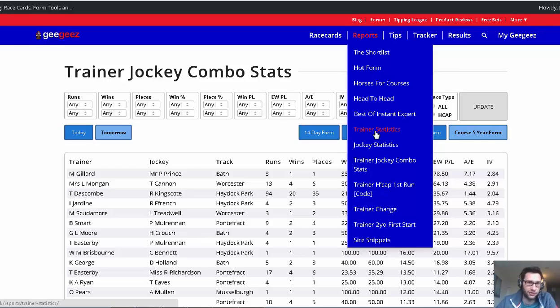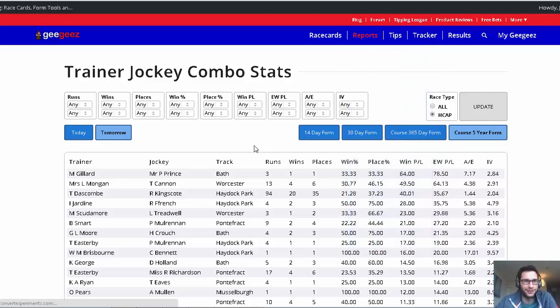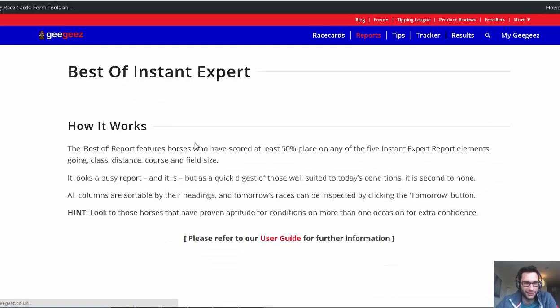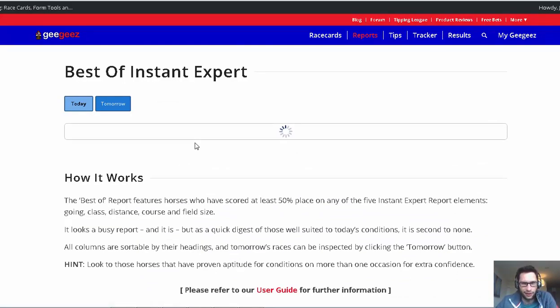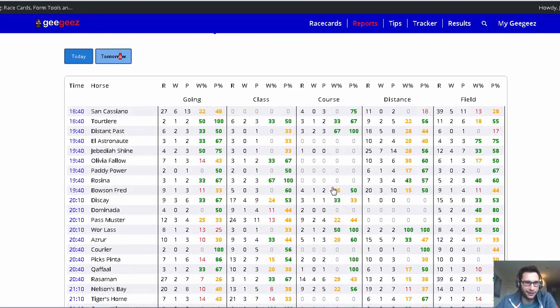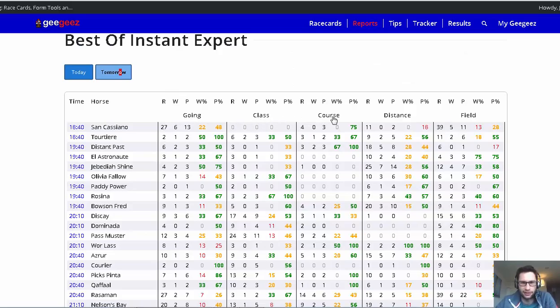There's Best of Instant Expert, which brings together some of, well, I'll just click on it rather than me talking. Might be best just to demonstrate it. I don't really use this one too much, which will probably be clear when I try and talk through it. But yes, this gives an overview of who ticks a lot of the boxes in terms of going, class, course, distance, field, and who's doing okay, and you can use that to go in and have a closer look.